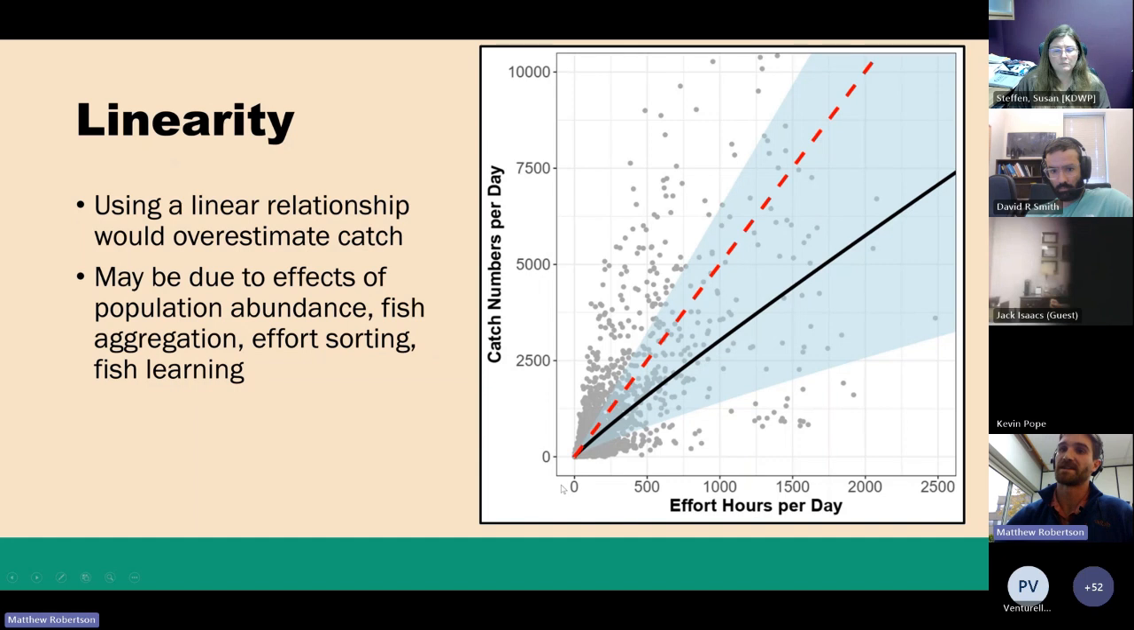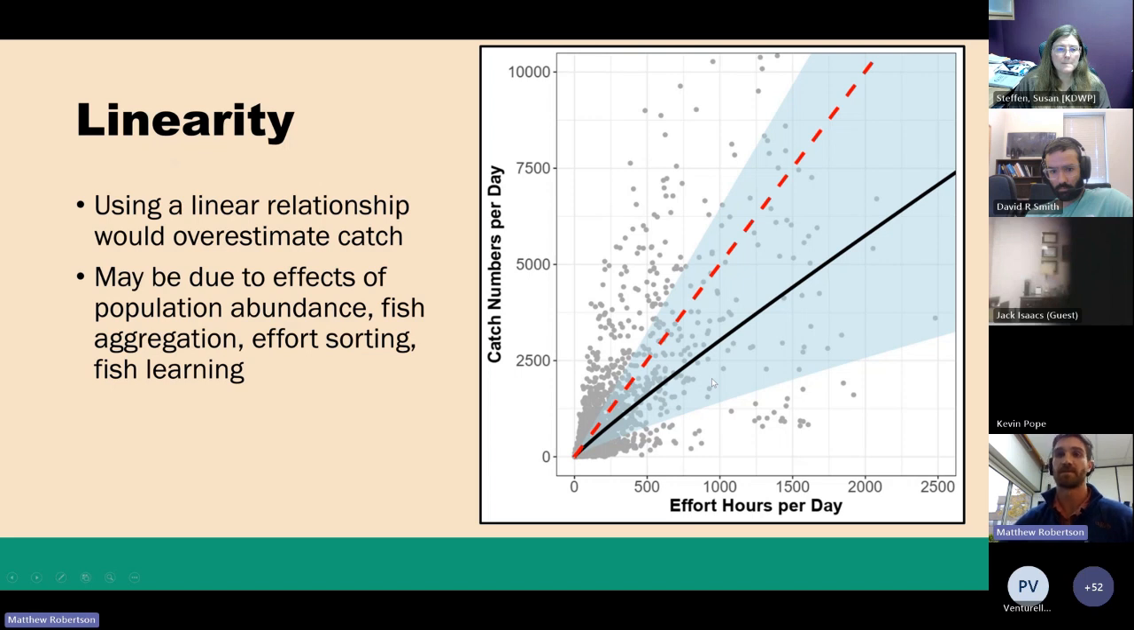So if we look at this figure here, we can see a dashed red line, which is indicative of what the relationship between catch and effort would look like if we had simply assumed that the relationship was linear. Meanwhile, the black line and the blue polygon represents what we actually estimated it to be.